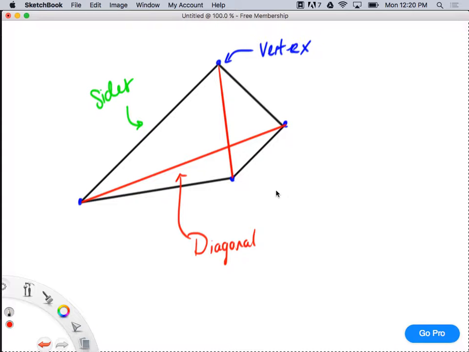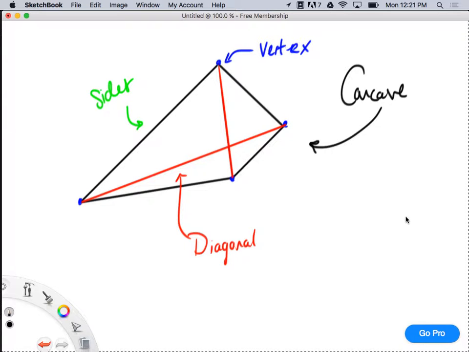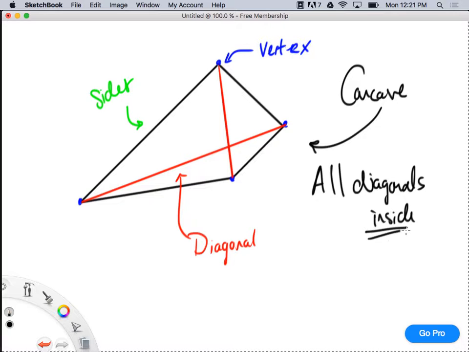Cool? That's a diagonal. Now a convex polygon has all the diagonals on the inside. Okay? All the diagonals are fully on the inside of the polygon. So you can write that down. All diagonals inside.